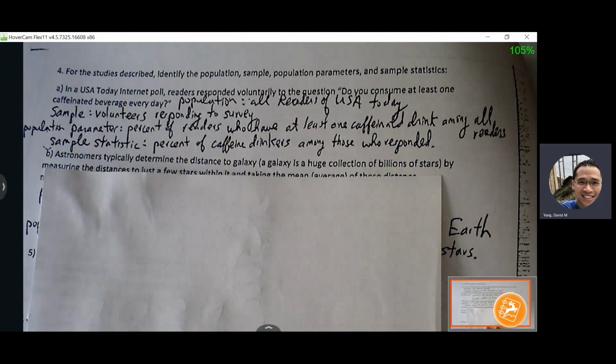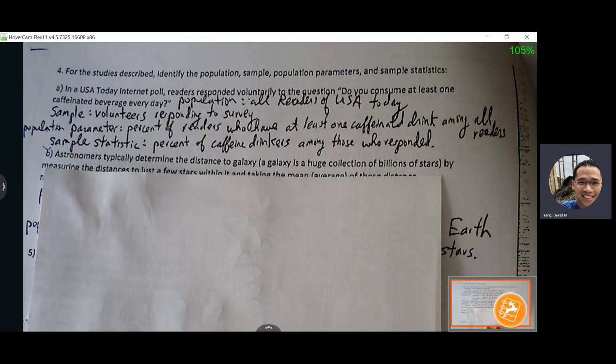The population would be all the readers of the newspaper. Sample are just going to be the volunteers who responded to that survey. Population parameter and sample statistic are talking about a specific percentage. Population parameter, probably not going to get all the readers to respond, so it's kind of like this unknown percentage, right? It's the percentage of all the readers who have at least one caffeinated drink among all readers. But the sample statistic is just the percent of the caffeinated drinkers amongst those who responded, right?